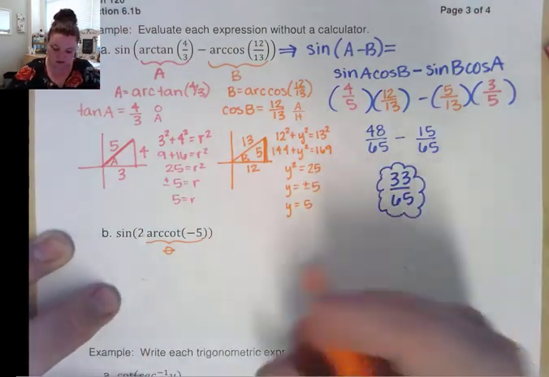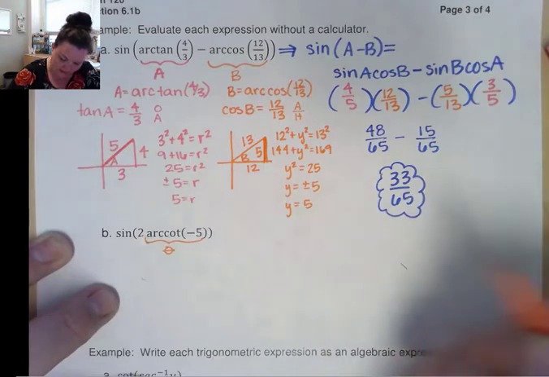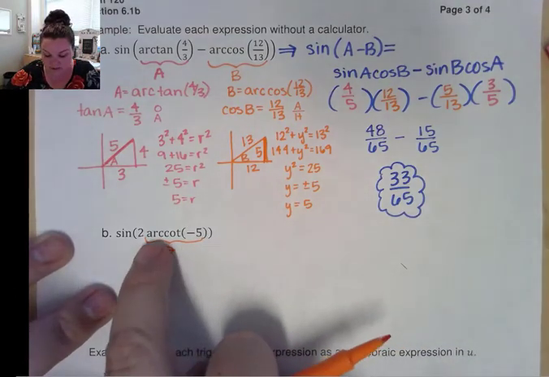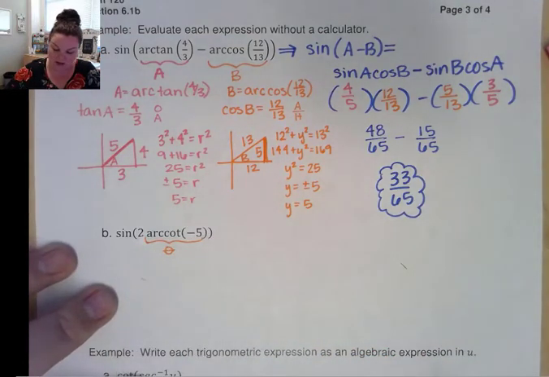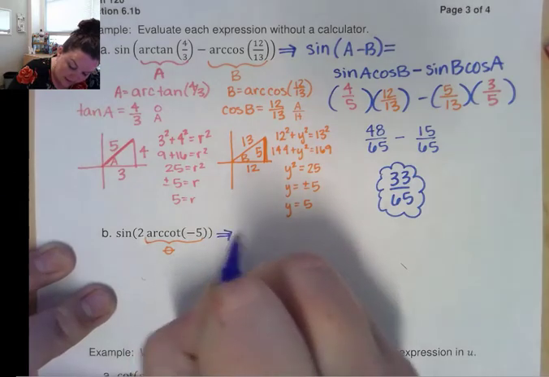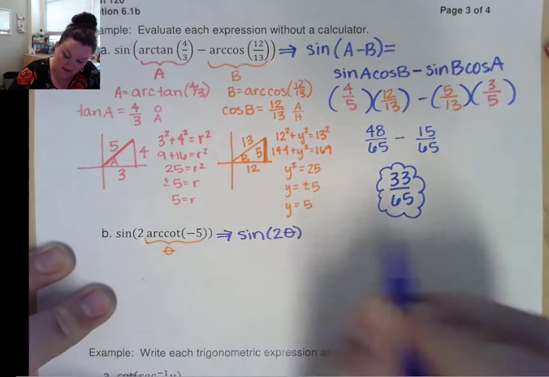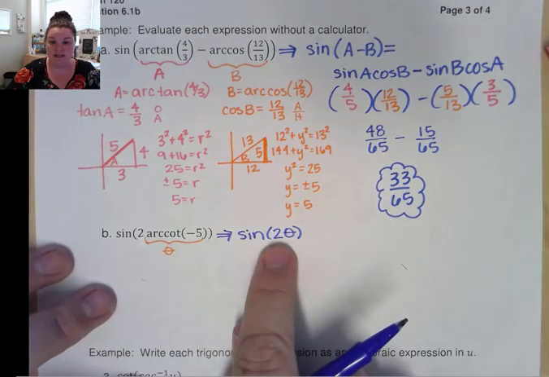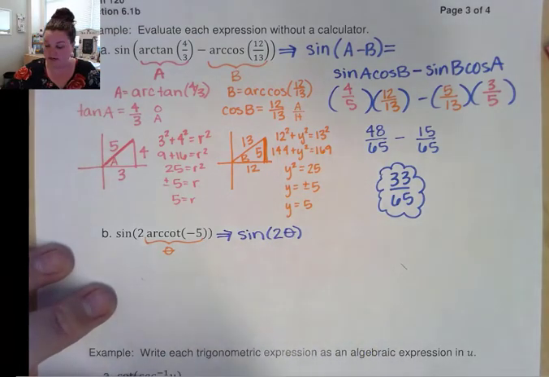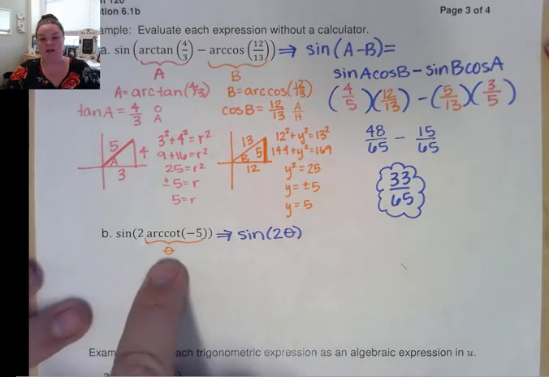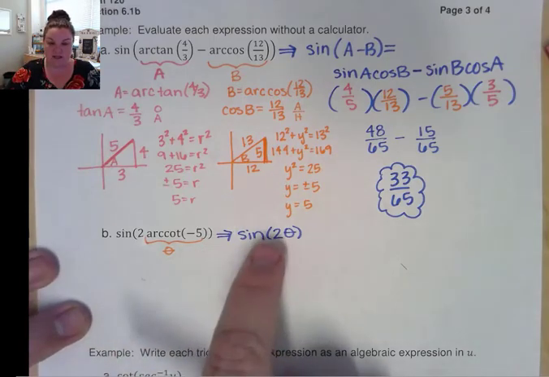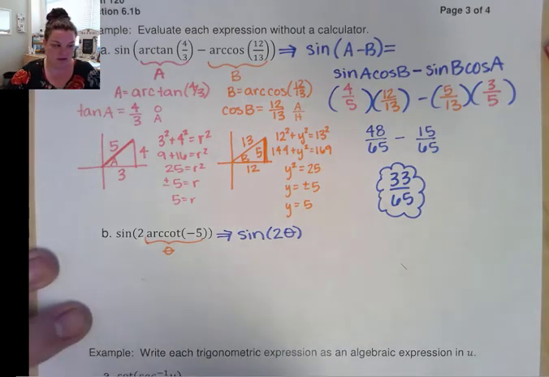Because I don't want to have to solve with that 2 in there, right? But also, if I just call this piece theta, then what I have here is sine of 2 theta. And that's a double angle identity that I can actually simplify, right? So let's figure out everything we need to know about theta so that we can then simplify this, okay?